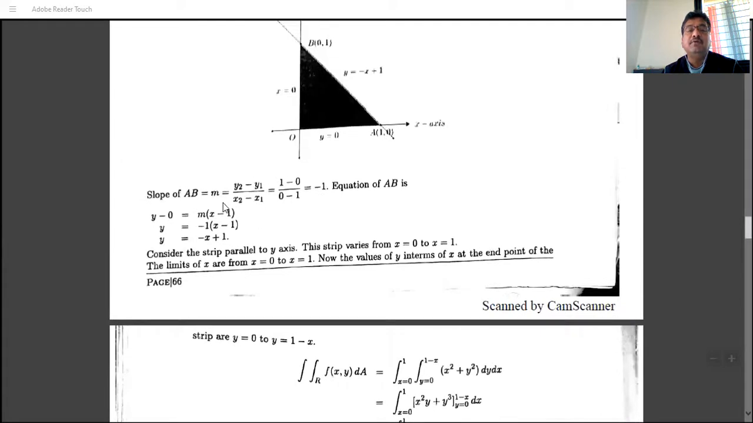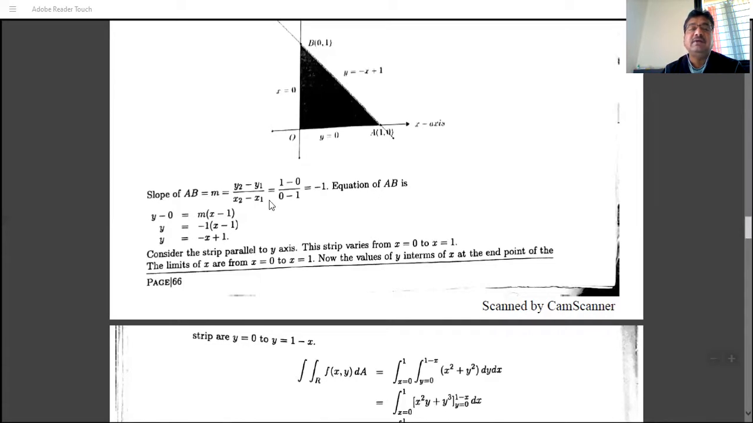From the two-point form, we can find the equation of line AB. What is the equation of line AB? (x minus x1) by (x2 minus x1) equals (y minus y1) divided by (y2 minus y1). This is the formula, the equation of a line in symmetrical form. In two-point form, that is (x minus 0) by (1 minus 0) equals (y minus y1) divided by (y2 minus y1).